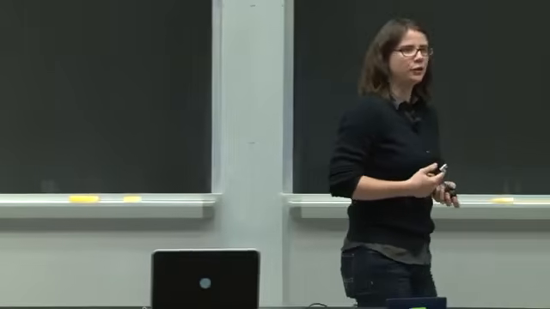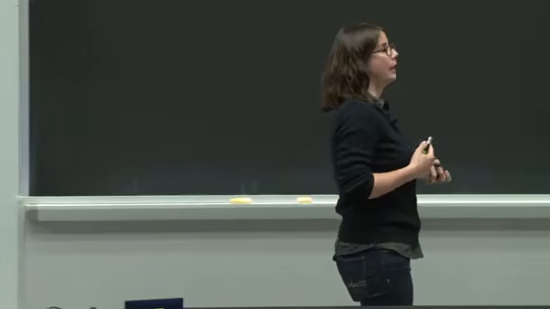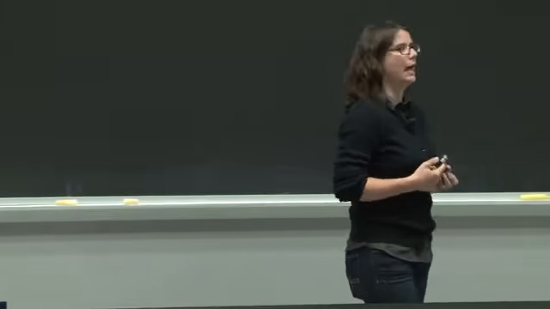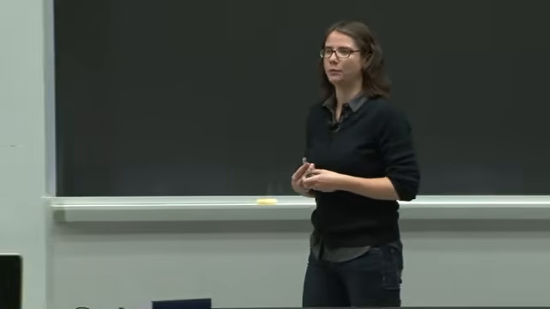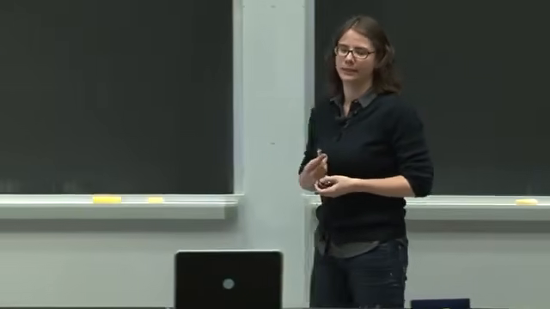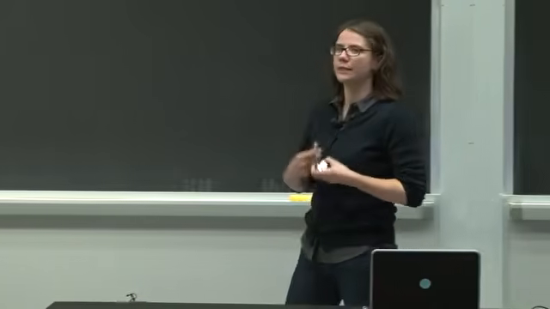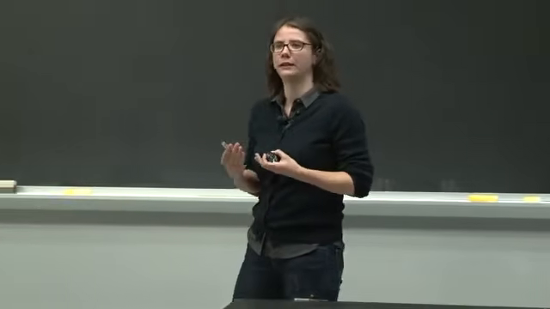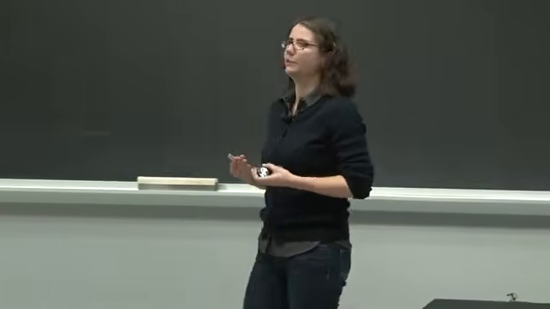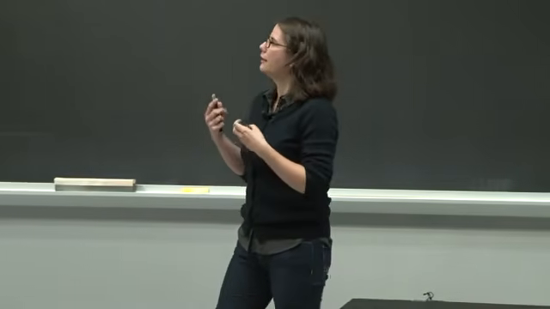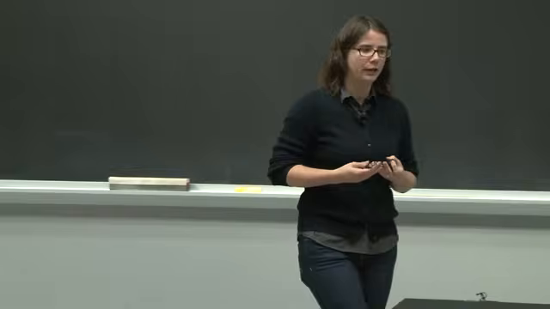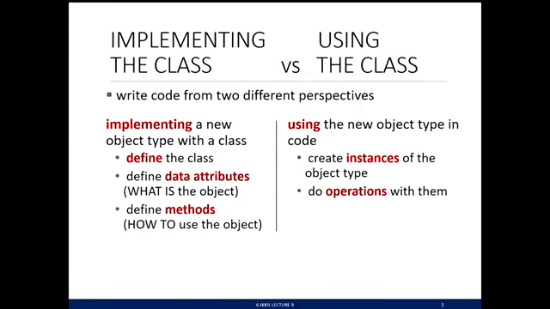In addition to data attributes, we also saw these things called methods. And methods were ways to tell someone how to use your data type. So what are ways that someone can interact with the data type? OK. So that's from the point of view of someone who wants to write their own object type. So you're implementing a class. And the other perspective was to write code from the point of view of someone who wanted to use a class that was already written, okay?